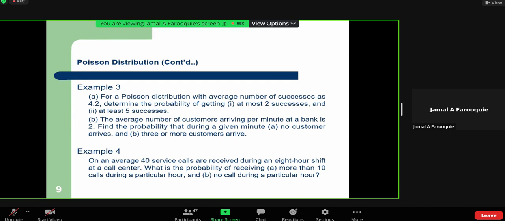And more than 10 means x is greater than 10, only greater than, not equal. Now how will we do this? More than 10 means 10 plus 11 plus 12, up to infinity. That's it.